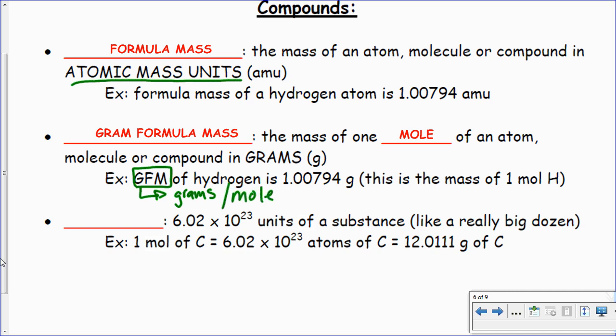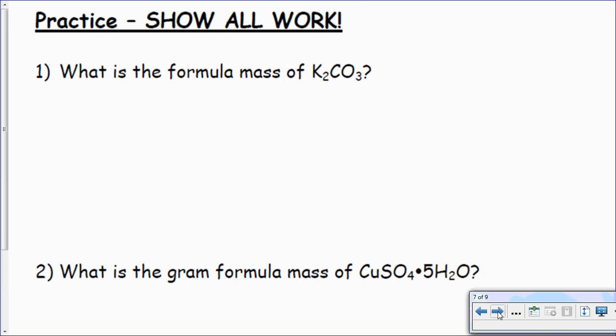Per mole is the counting term that we're going to use in class. So the mole is this number, 6.02 times 10 to the 23rd units of a substance. It's like a really, really big dozen. We converted it down to 1 mole because it's easier to count by, instead of, again, using a very large number, which makes calculations difficult. So the mole is a counting tool for chemistry that you're going to get familiar with.